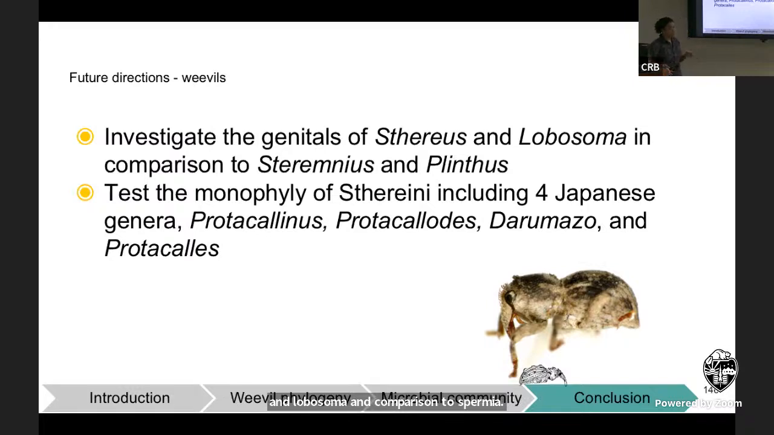They are diagnostic within, or they are shared and derived within different Plinthus groups. So maybe we could compare Plinthus and Stremnius and see if that helps us to understand if there is a relationship there, and then what that looks like in comparison to the others.